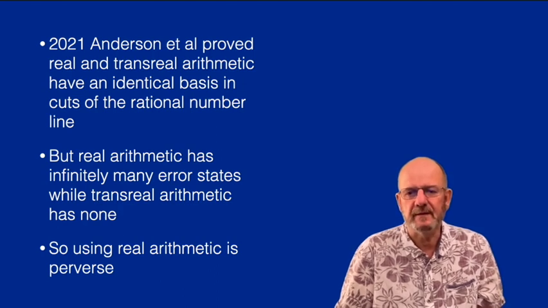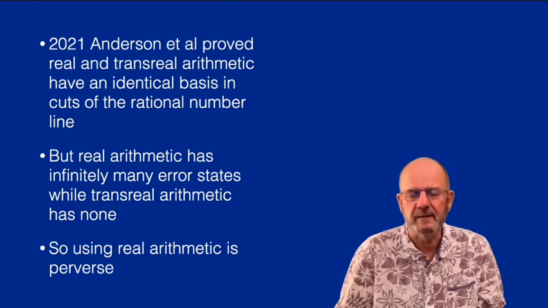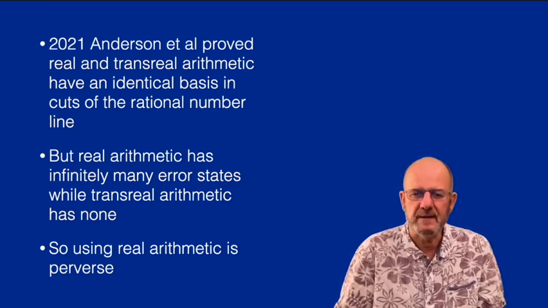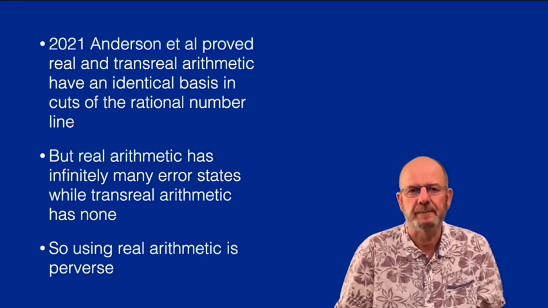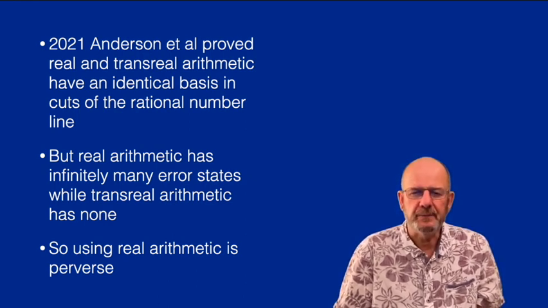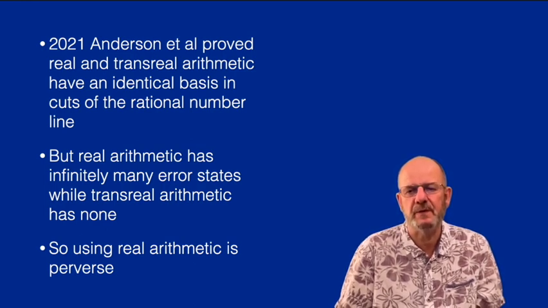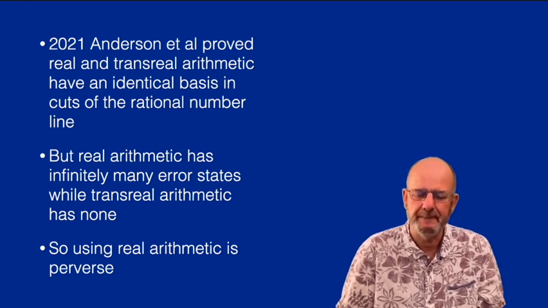Real arithmetic has an infinite number of error states that follow on from being unable to divide by zero. Transreal arithmetic has none of those error states. Given that transreal arithmetic and real arithmetic have an identical basis in the cuts of the rational numbers, why would you choose the system with an infinite number of errors when you could choose the system with none?